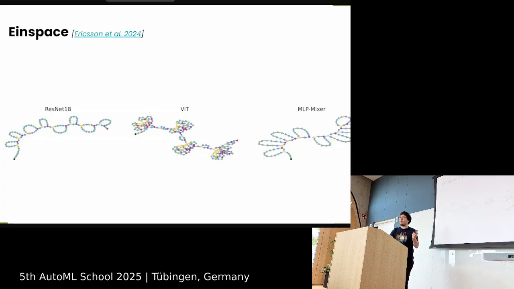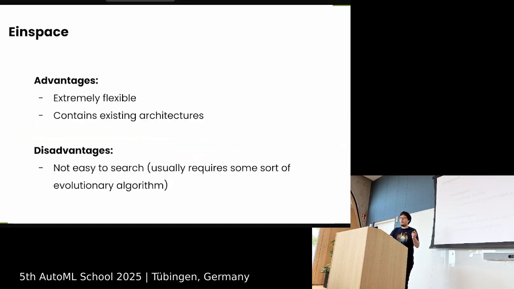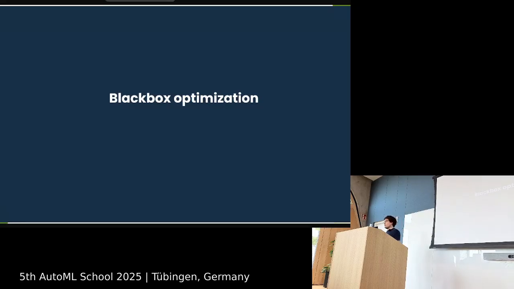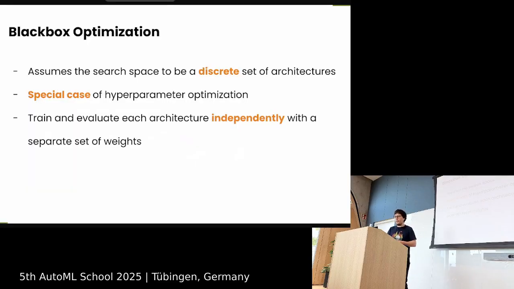Okay, so this is the search spaces. Now the question is, how do we search in the search spaces? This is another big question. The first obvious approach, I'd say, is what we call black box optimization. You could also call it gradient-free optimization or HPO, because effectively what we do is hyperparameter optimization. It's a special case of hyperparameter optimization where you just optimize hyperparameters that define your architecture.